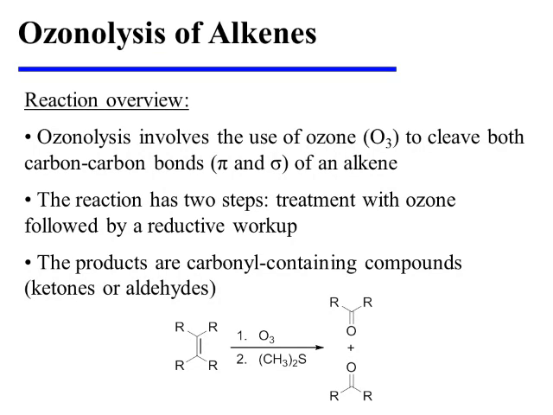The ozonolysis of alkenes involves the use of ozone to cleave both carbon-carbon bonds, both the sigma and the pi bond of an alkene. The reaction has two steps: treatment with ozone followed by a reductive workup, and the products are carbonyl-containing compounds, namely ketones or aldehydes.